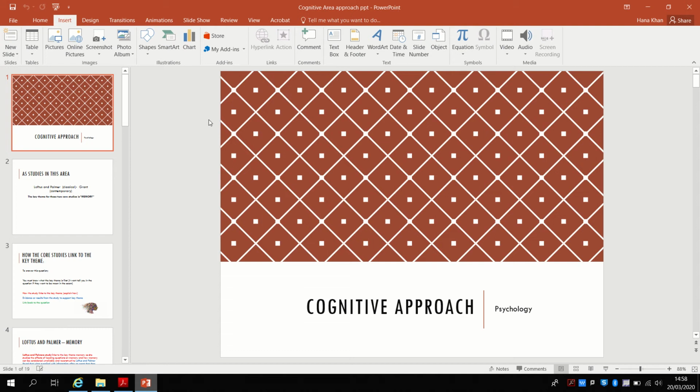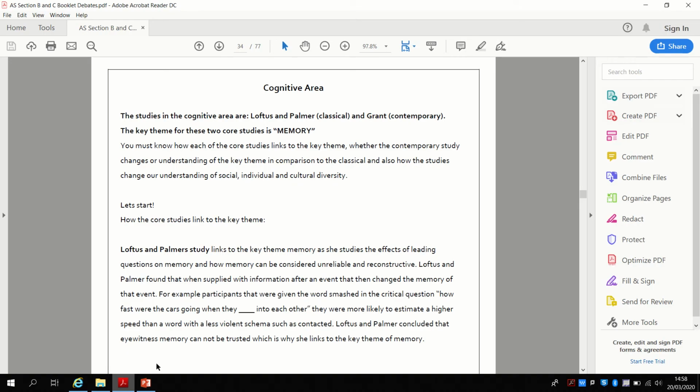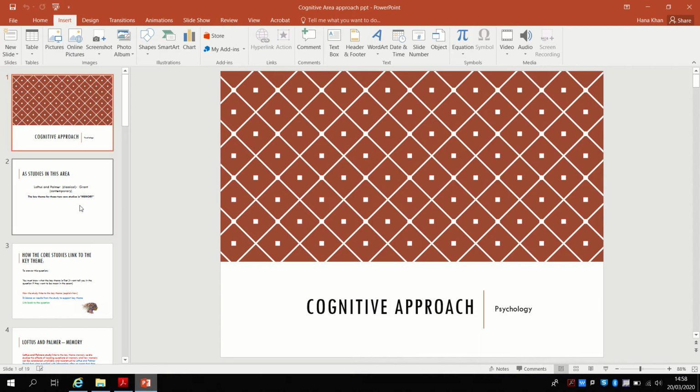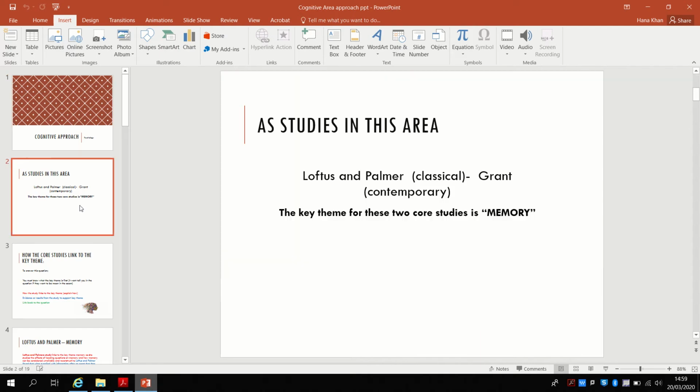So we're going to be starting with the cognitive approach. Now, if you open up your debates booklet, you will see the cognitive page looks a little bit something like this. We're going to go through, first of all, the two studies. The two studies in this area are Loftus and Palmer and Grant. They belong to the cognitive area, because cognitive or cognition basically means thinking. So the thinking area, things to do with thinking.